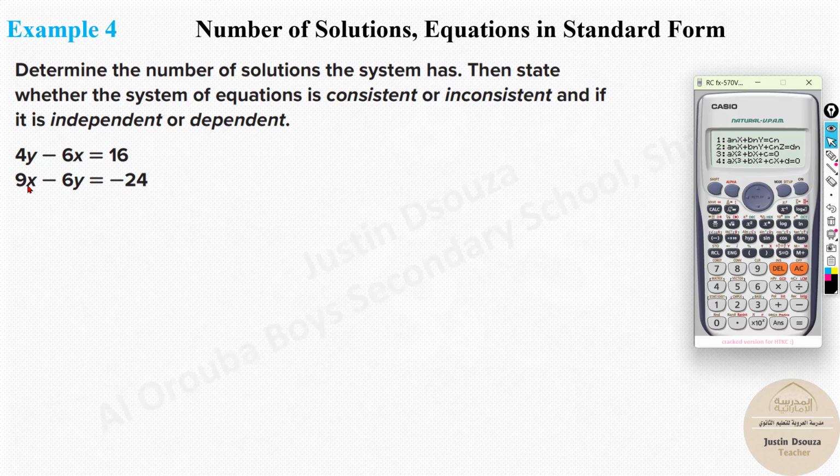And now here, which resembles this? Is it the last option, cubic? No, there's no cube. Is it option number 3? No, there is no square.